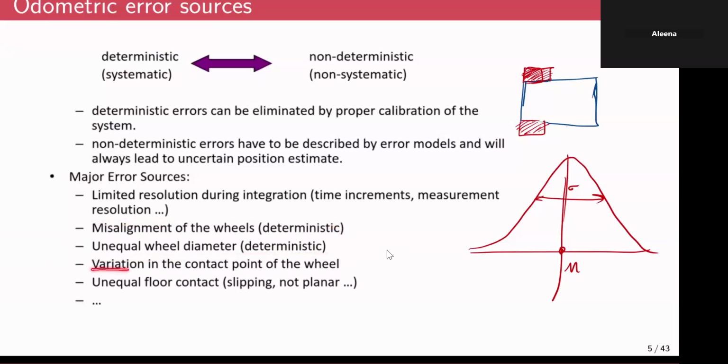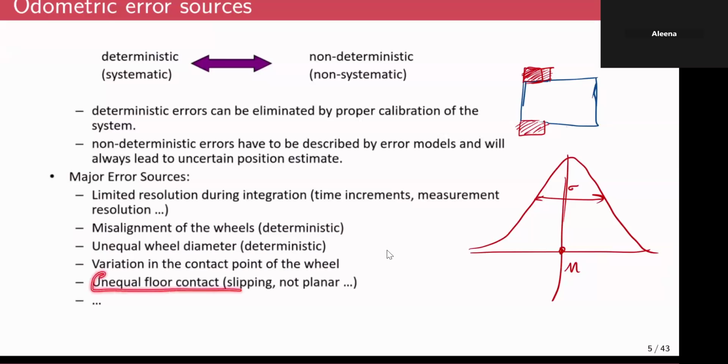And what about variation in contact point of the wheel? That is something that we cannot fully control. It depends on the environment, and we really cannot control the environment as per our requirement. The contact point of the wheel is always not under our control. We cannot really do anything about that.